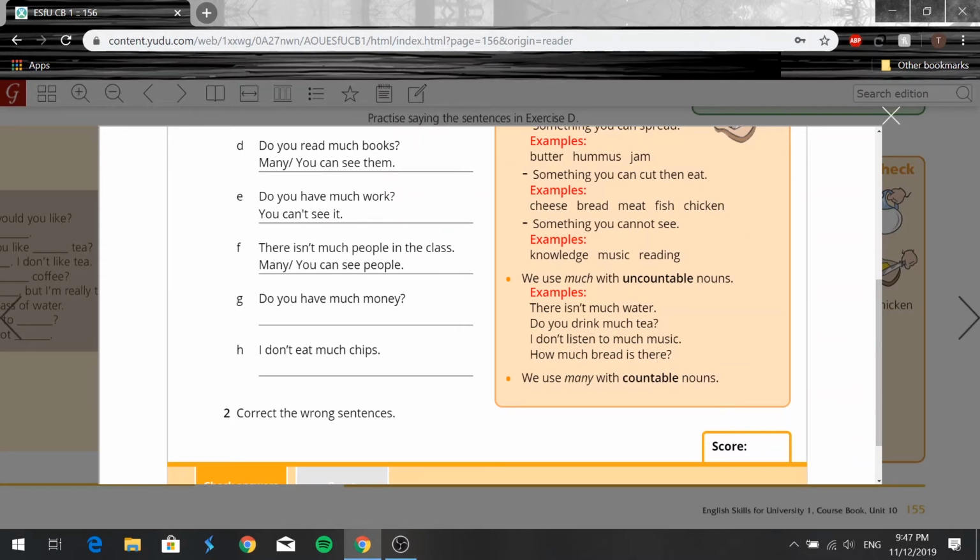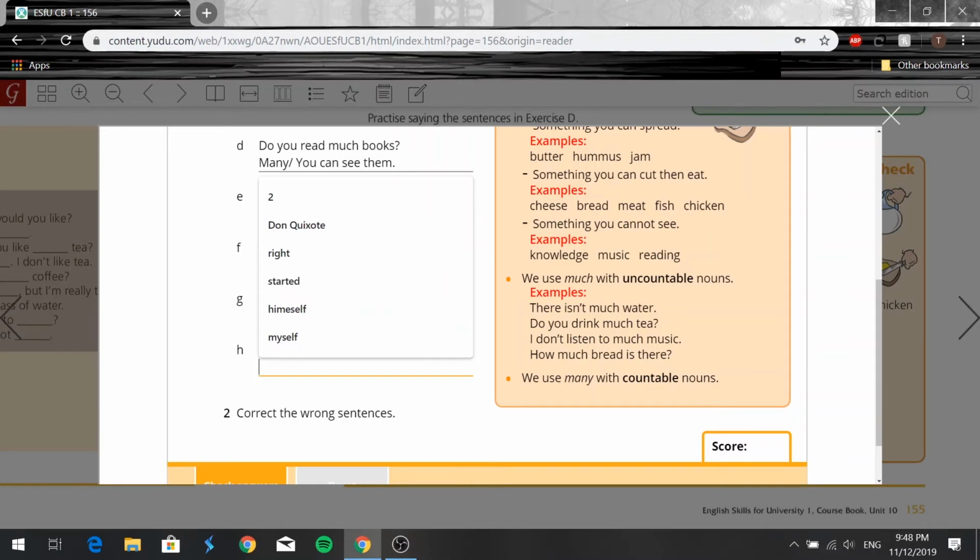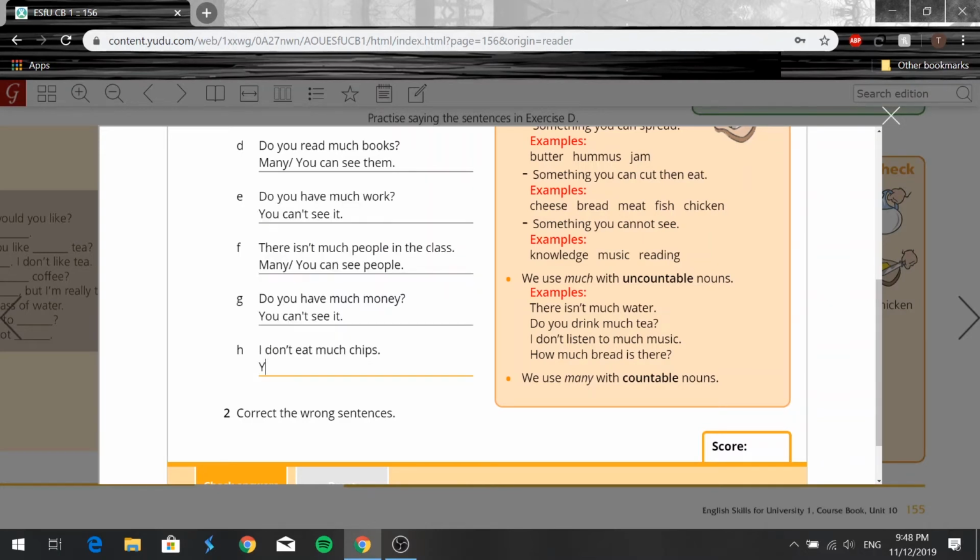Do you have much money? Again, remember when I talked about money, you guys, in the beginning of this unit. Do you have much money? That's correct. You can't see it, right? You can't see money as in the word itself, although you can see coins and notes. So in this case, we'll use the word much. So it is correct. So we'll say you can't see it. Okay. Then we have I don't eat much chips. This one is wrong. I don't eat many chips. Chips are countable. So we'll say you can see it.